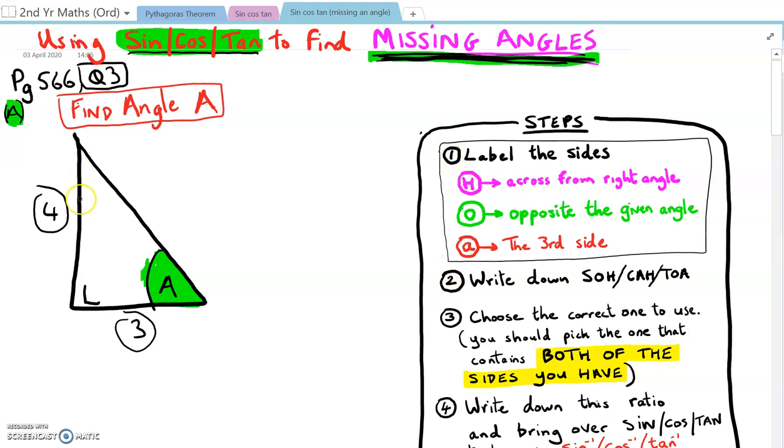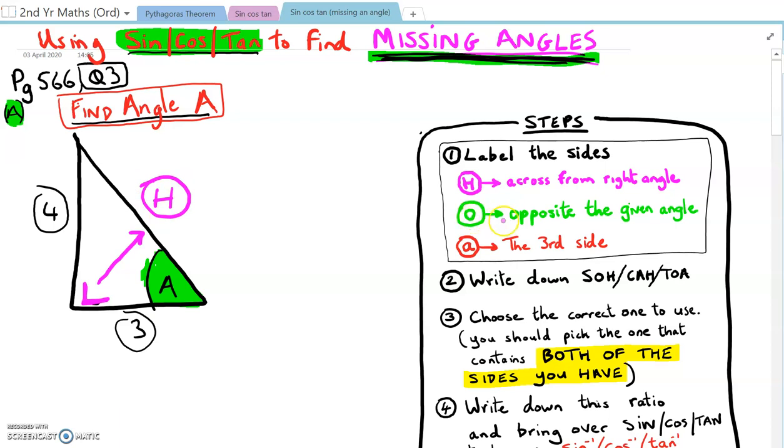Let's see how we begin answering this question if we're asked to find angle A, this green angle. The first thing we do is label the sides. Just like all the other videos, we start off by labeling the sides of the triangle. The first side we'll call H, the hypotenuse, and that's the side across from the right angle. Here's the right angle, so across from it we call that H.